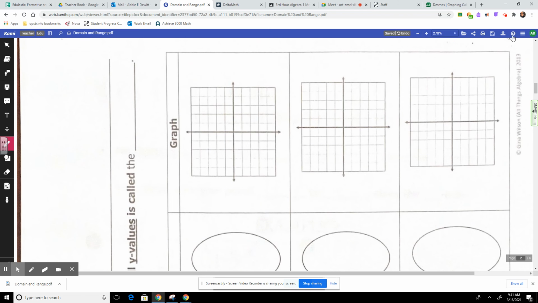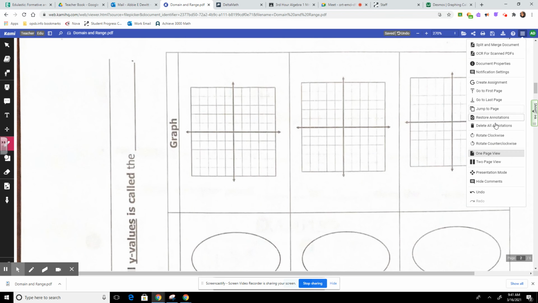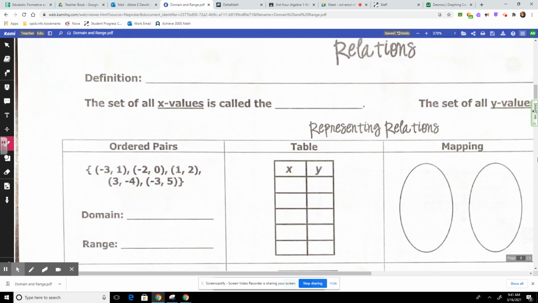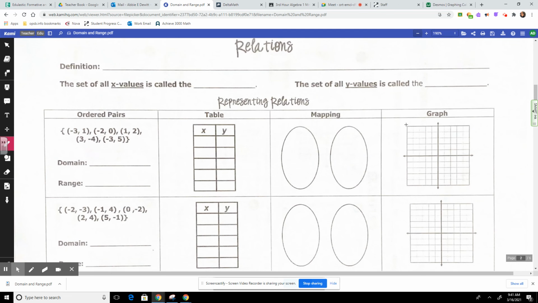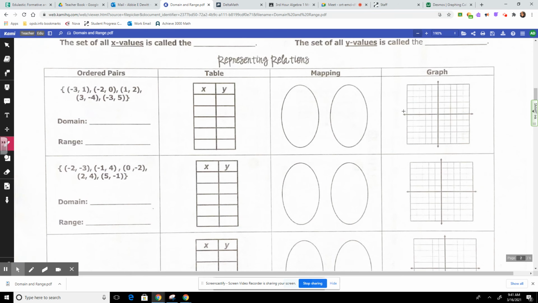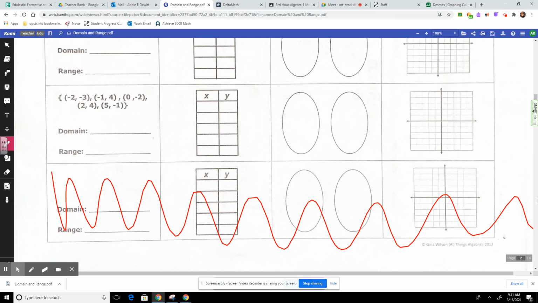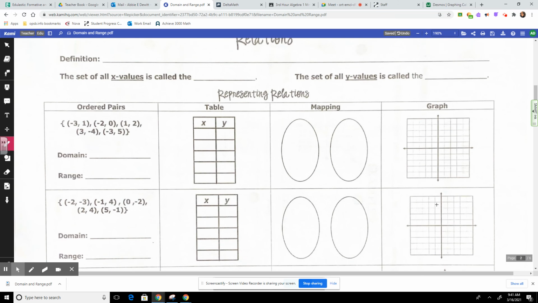Okay, so now we're going to move on. Let's see, rotate clockwise. To relations. And we've already talked about everything on this page here. We're just going to touch over it again. If you look at the PDF, this last row doesn't have values, so we're just going to scratch through it, not even worry about it. We're just going to look at the top 2 rows.